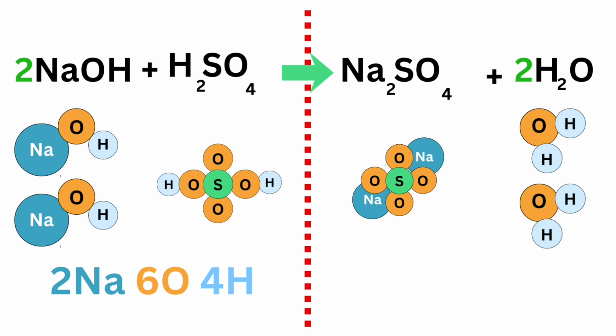We've balanced the sodium and oxygen atoms, so now we need to look at the hydrogens. There's 4 hydrogen atoms amongst the reactants, and there are 4 hydrogen atoms amongst the products. So now all of the atoms are the same in the reactants and products, and our reaction is balanced.